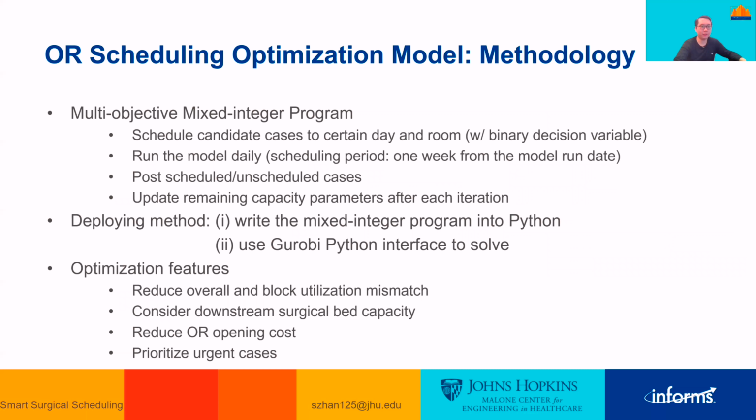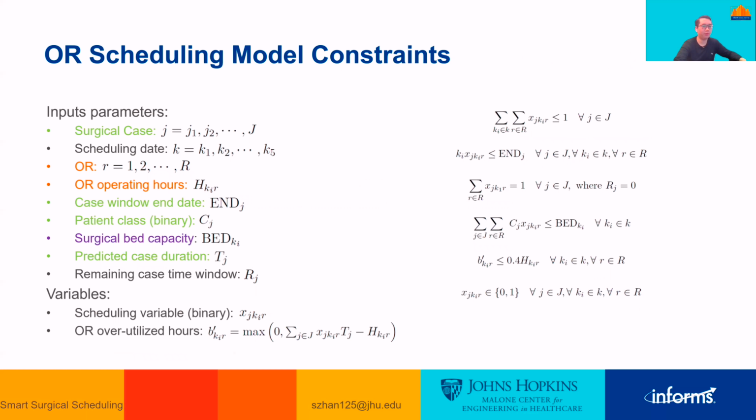There are 4 optimization features considered in this model: reduce overall and block utilization mismatch, consider downstream surgical bed capacity, reduce OR opening cost, and prioritize urgent cases. We provide the formulation of each model constraints in this slide.